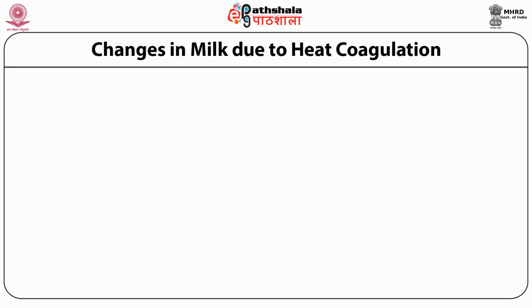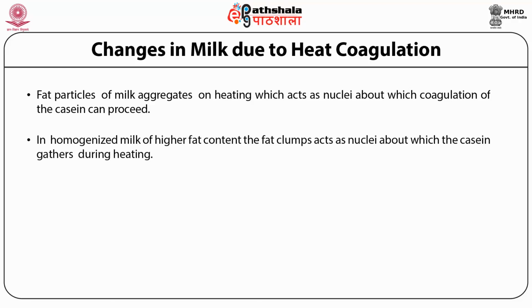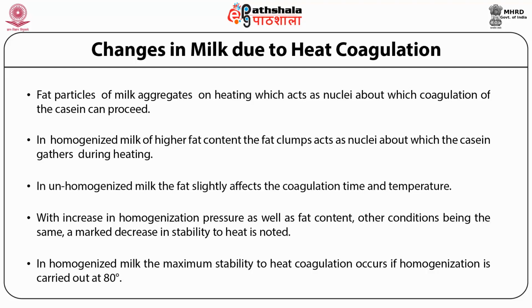As a result of heat coagulation, besides protein, fat particles of milk also aggregate. These aggregated fat particles form nuclei on which separated casein submicelles get deposited. If milk is homogenized, this coagulation process becomes faster due to higher amount of fat globules, and in unhomogenized milk, coagulation time and temperature may increase.